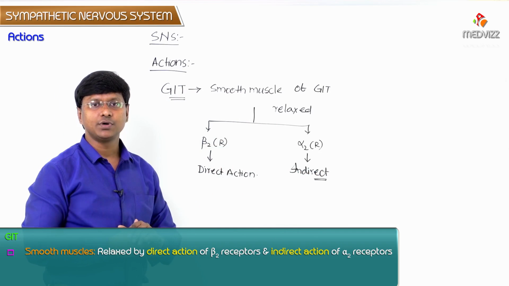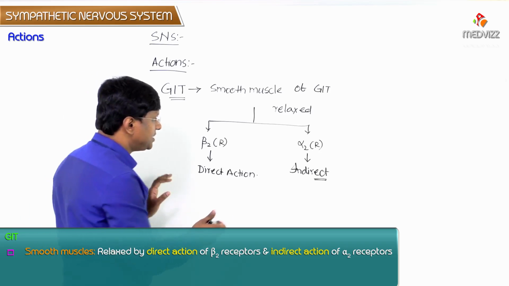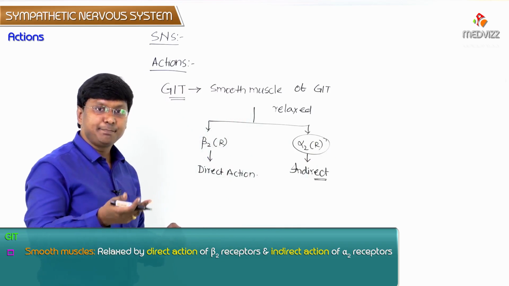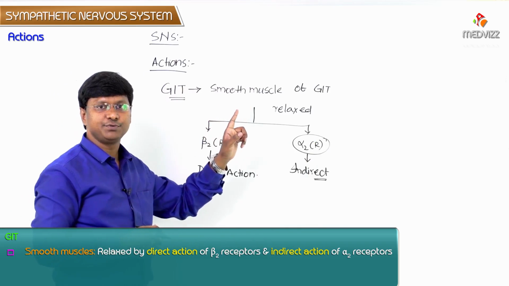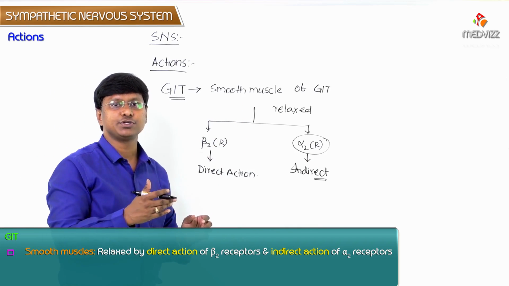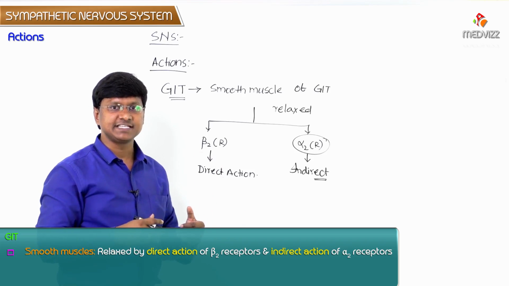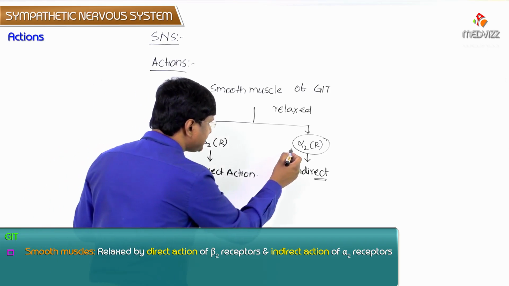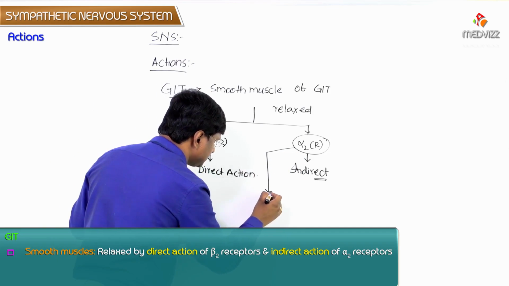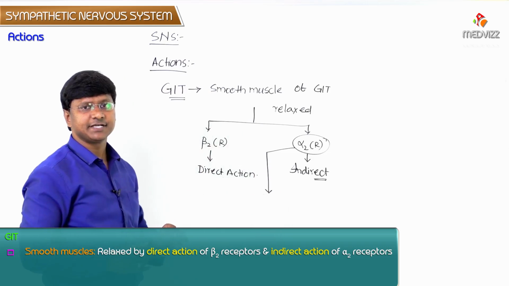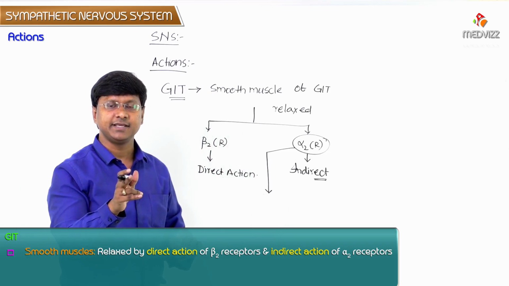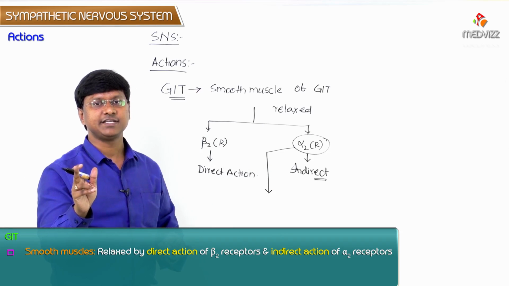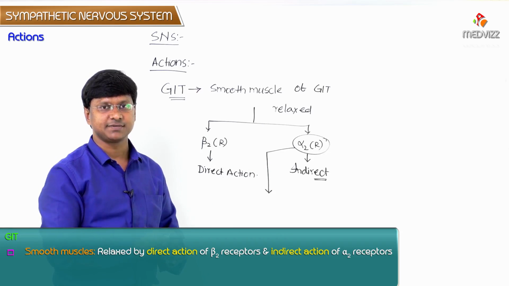Now let me tell you how this indirect action works. What did I tell you about alpha 2 receptors? They are present presynaptically. When we saw the distribution, we saw that the alpha 2 receptors are present presynaptically, and they are also present postsynaptically. These alpha 2 receptors are present presynaptically even within the cholinergic neurons, not only in the sympathetic neurons.